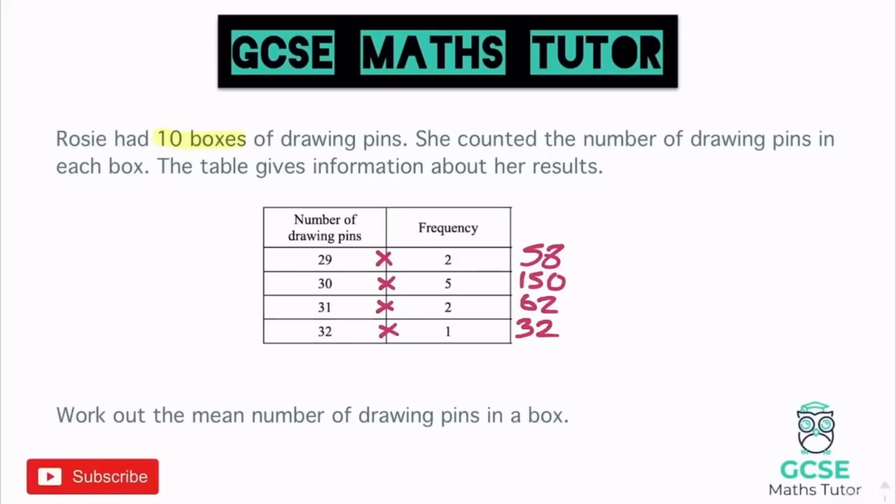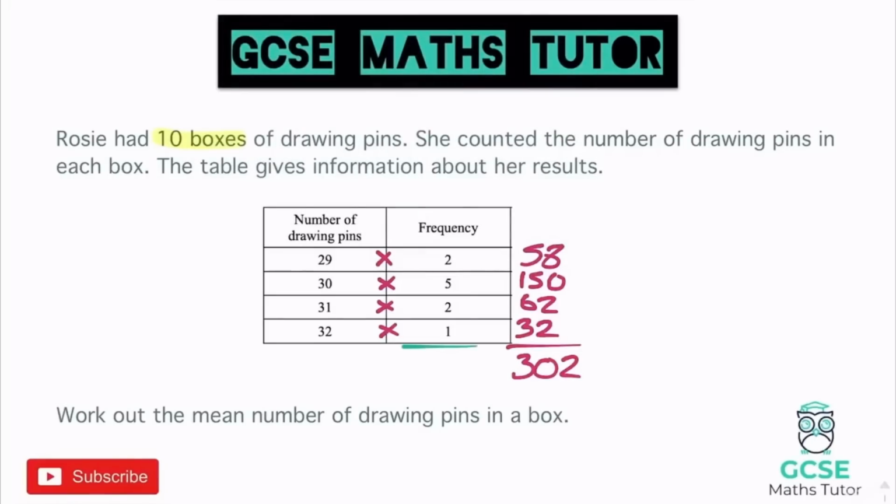Now we've got all these totals for each row, we can actually just add those all together. So 58 plus 150 plus 62 plus 32 gives us the overall total there of 302 for the total number of drawing pins in all these boxes. Now we already know we're going to divide by 10, as it says in the question up there that there's 10 boxes, but if we didn't actually have that piece of information we could find that because we've got the total frequency just here.